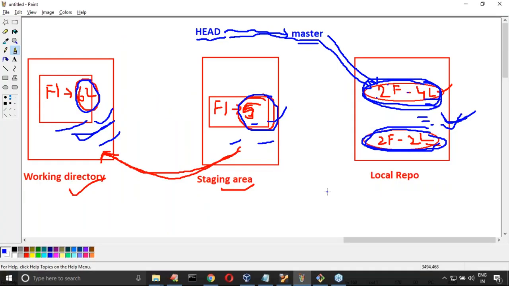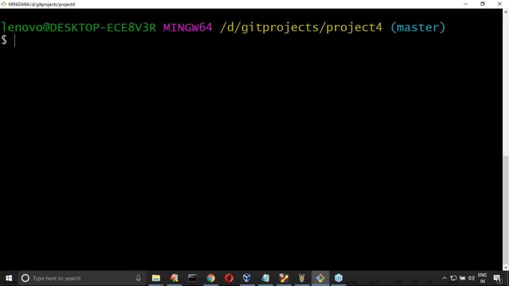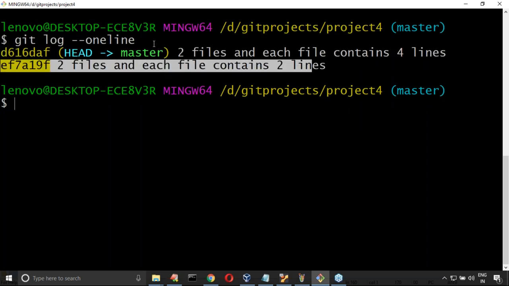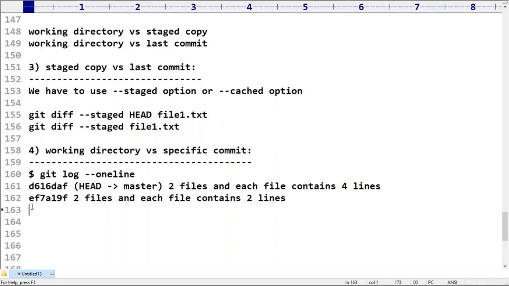Sir, in my repository how many commits are there? Please respond. Two commits, right? Okay, here git log --oneline. So this is the recent HEAD commit, but this one is the first commit. How many lines does File 1 contain in the first commit? Can you please confirm? Only two lines.